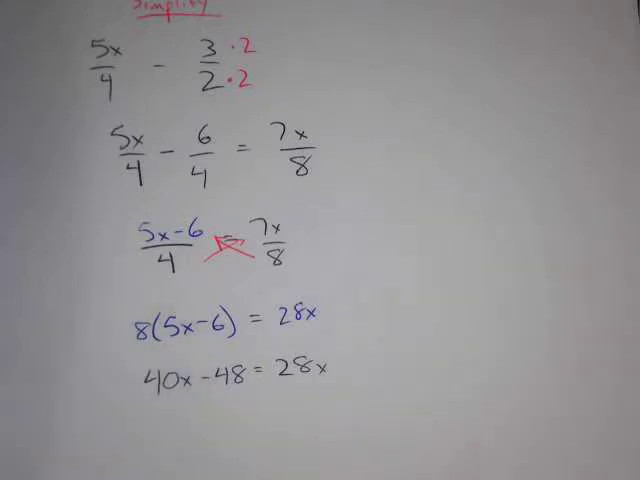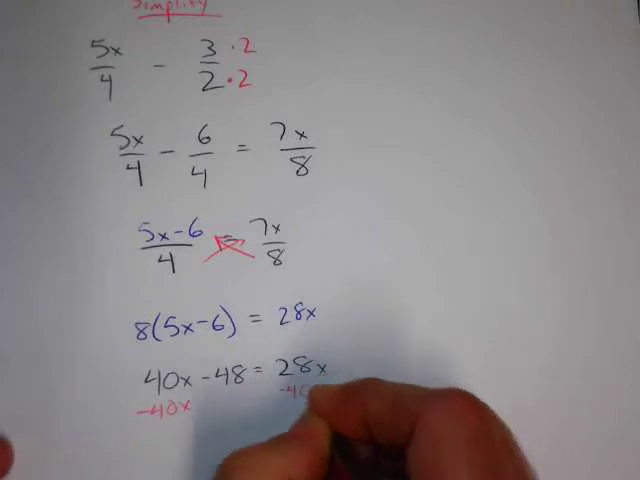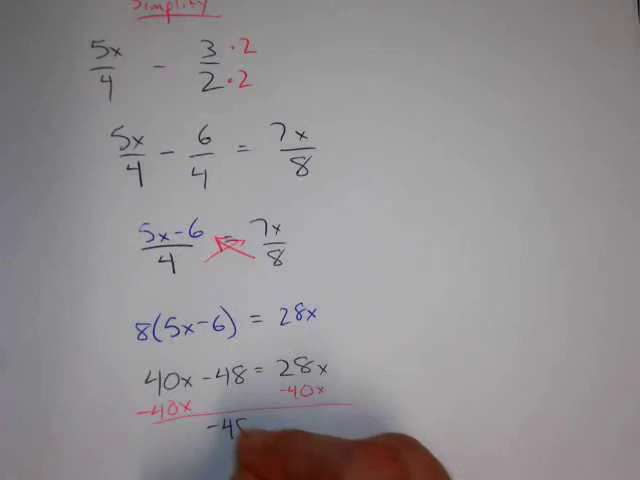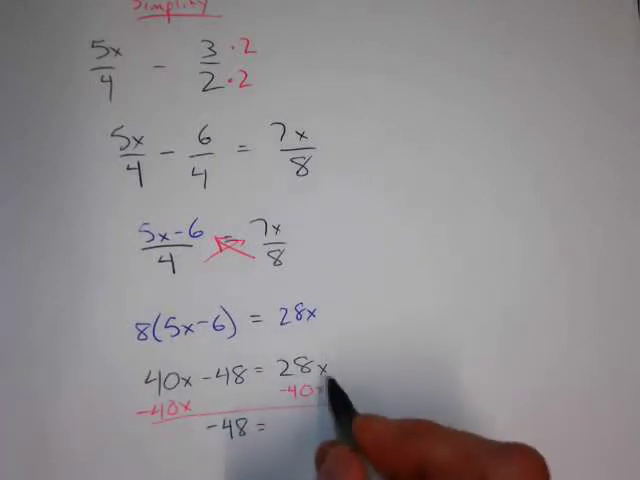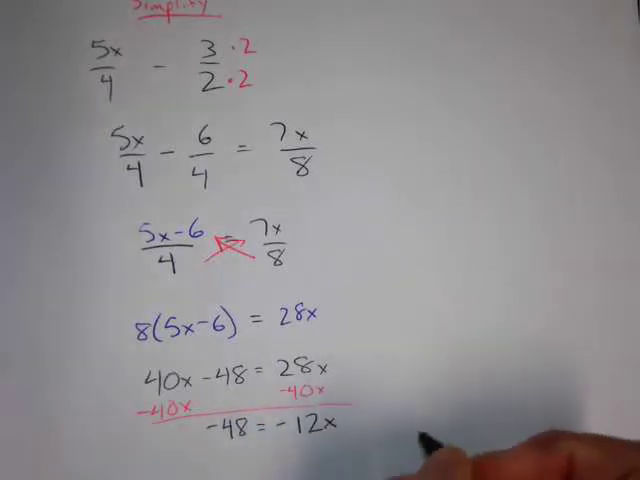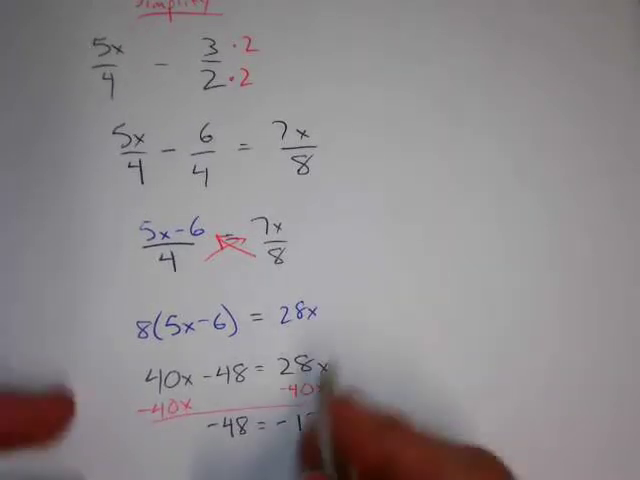I'm just going to take that away, so I subtract 40x on both sides, and then see what kind of magic happens. On the left-hand side, I'm left with negative 48. On the right-hand side, I have 28 minus 40, which is negative 12, and so I have negative 12x. So all I do now is solve for x by dividing both sides by negative 12.